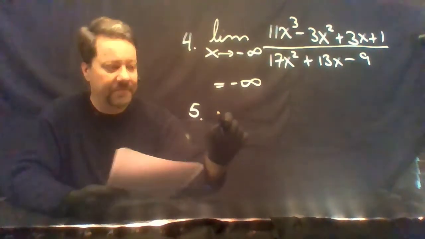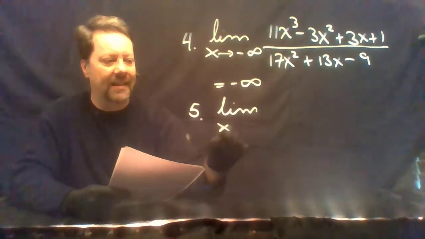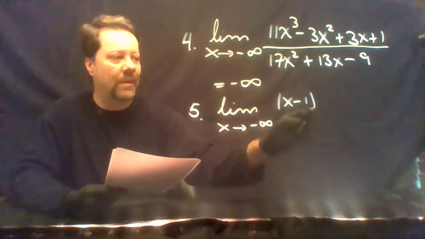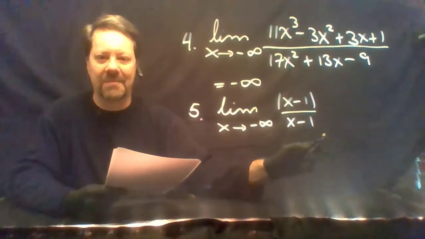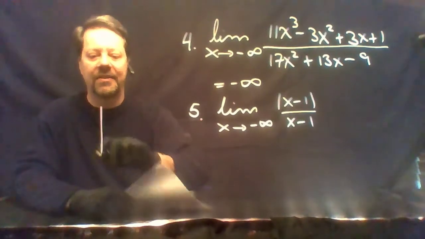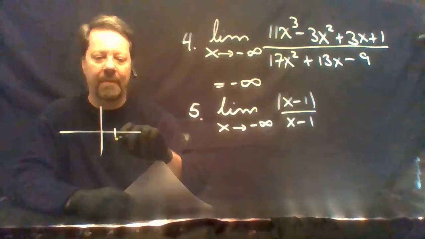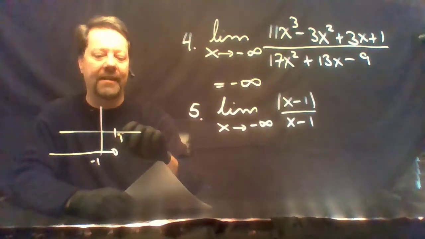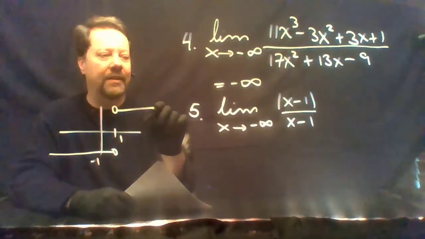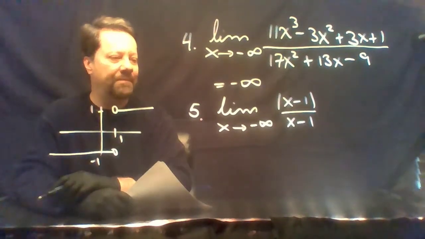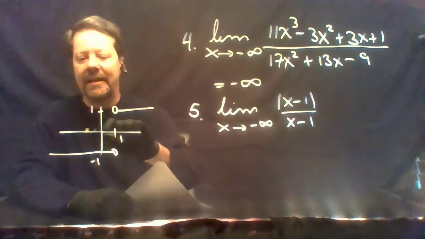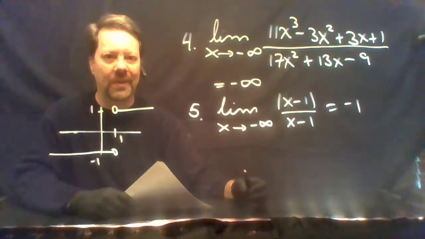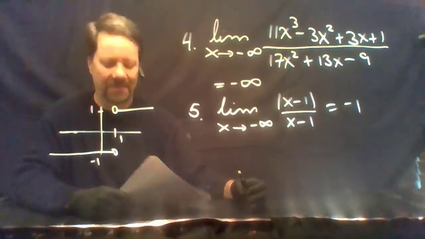In problem 5, we have the limit as x goes to minus infinity of the absolute value of x minus 1 over x minus 1. This function has the graph that outputs negative 1 for values less than 1, and to the right of 1 it outputs heights equal to 1. As we go to minus infinity on the x, the y values are always minus 1, so the limit is minus 1.